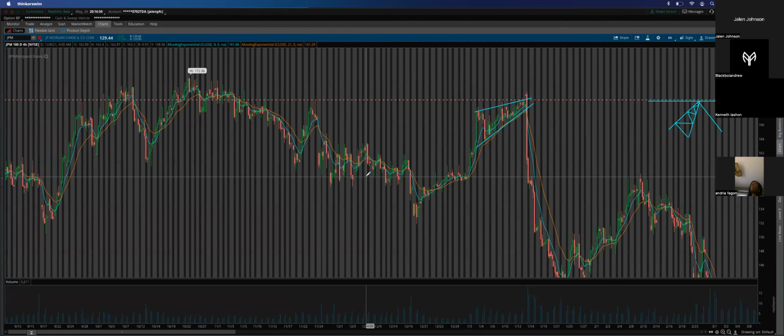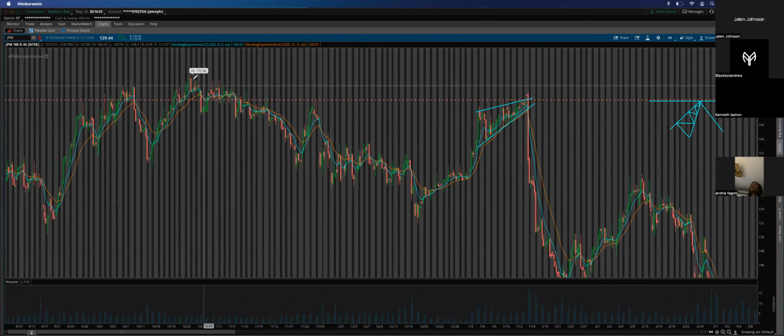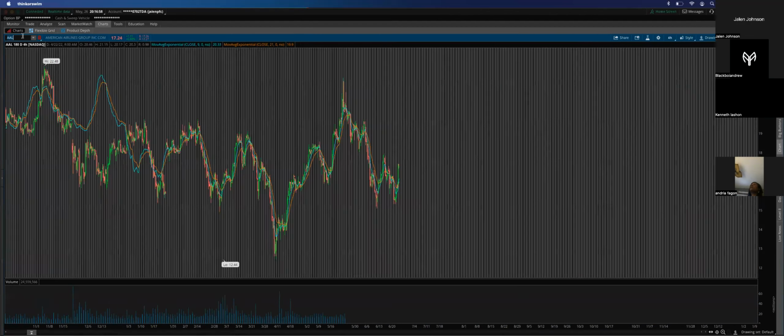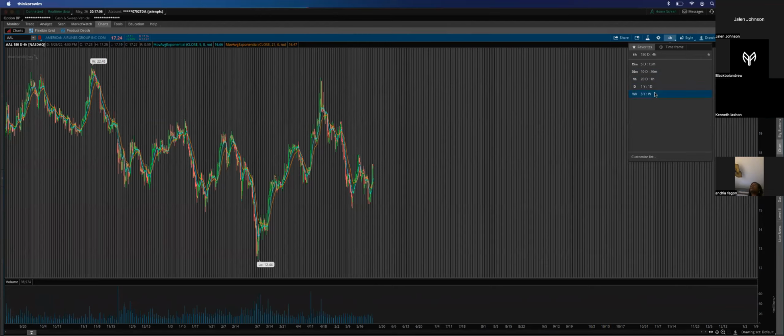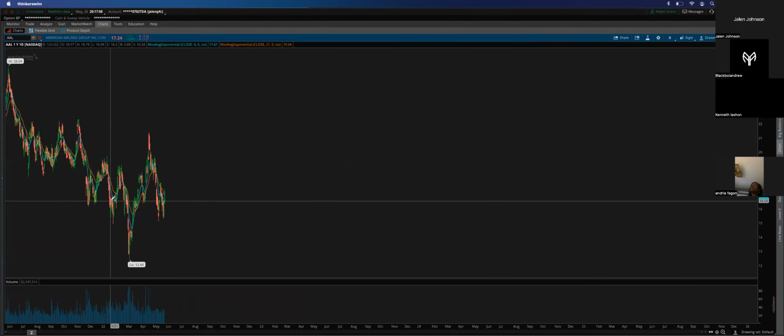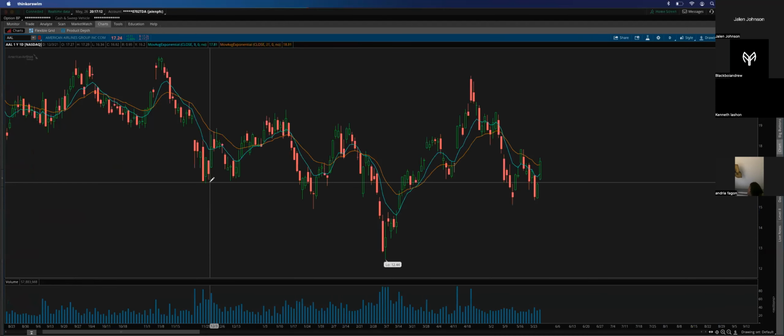I'm going to check Costco in a minute to see if we can predict earnings. But let's go look at another one. I know AAL does some pretty good ones. Let's delete this. Let's see if we can find one for AAL. Here we go. Remember I told you guys that we had a rising wedge that actually worked? This was it right here.